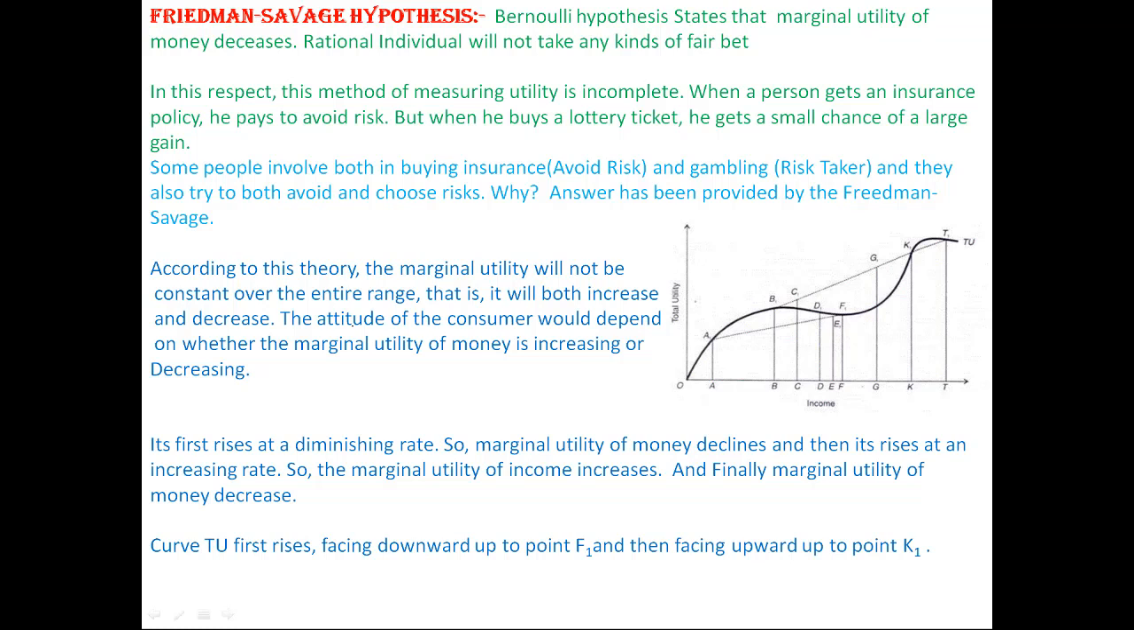That means they avoid risks by buying insurance, and gambling is risk taking, that is risk loving. So they try both to avoid and to choose risks. By insurance they try to avoid risks, and by gambling they choose risks. The answer has been provided by Friedman and Savage.